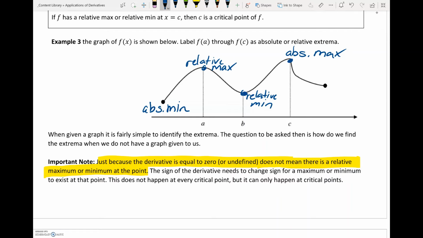Now, you have a local max and a local min as well. At x equals a, it looks like we have a max, but if we compare it to x equals c, c actually has a higher y value. So this is a local max. It's not the largest, but there is some high y value relative to some interval, and similarly with the relative min at x equals b. So take note again that these relative extrema only occur at critical points.